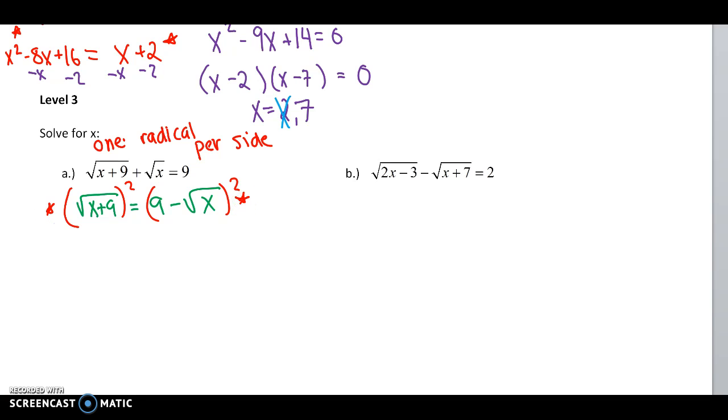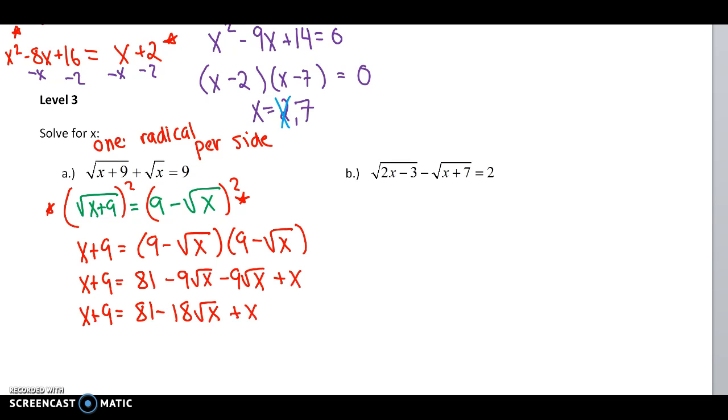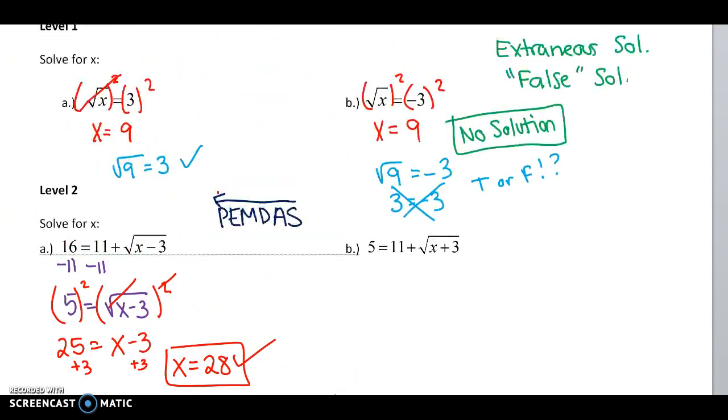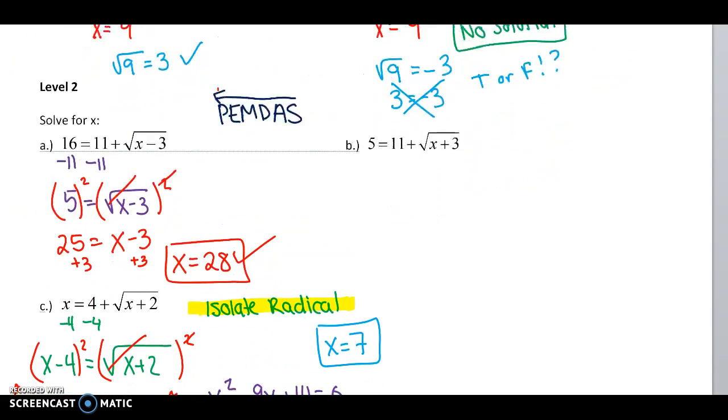No cheating, no looking. If you FOILed correctly, I showed all my steps here. I just expanded it to multiply 2 times. Then I did my first, outer, inner, last, and combined like terms. So if I have minus 9 root x and I subtract 9 more root x's, I have minus 18 root x. And this is what it should look like simplified. Now I know it's still radical, but now this is an equation with only one radical, which is going to be a lot more similar to our level 1 and level 2 problems.